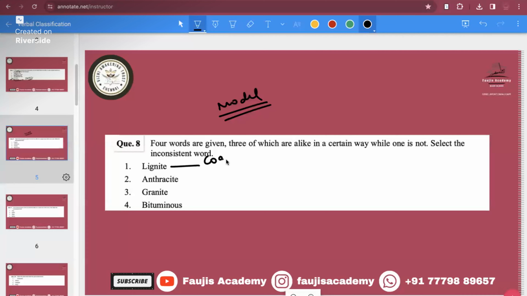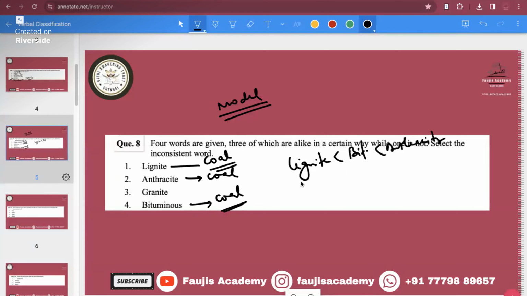Lignite is coal. Neyveli Lignite Corporation. Anthracite is also coal. Bituminous is also coal. If we have to do the grading, then the least grading is lignite. Then comes your bituminous, and then comes your anthracite. This is also important. Remember it. Their carbon content.